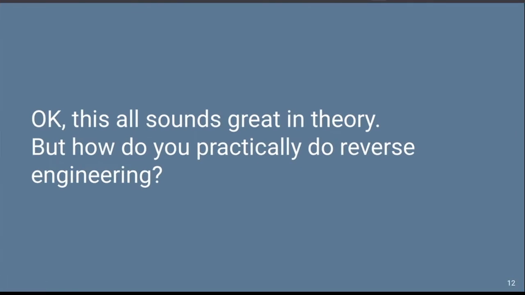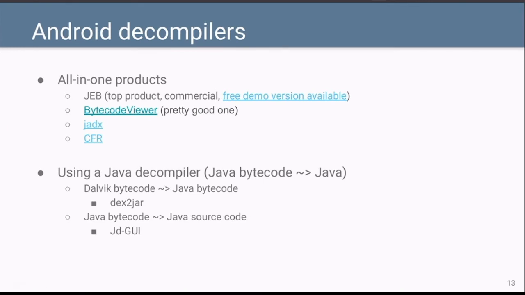All right, this sounds great in theory, but how do we actually practically do reverse engineering, right? And so there's a few Android decompiler tools. I'll mention a few here. There are all-in-one products. For example, there's JEB, which is probably the best tool that you can get. It's a commercial tool, but there's a free demo version available. Then there's Bytecode Viewer, a pretty good one as well. jadx, which we will use in the lab sessions. And CFR is another Android decompiler. jadx is what we will use in the lab sessions.